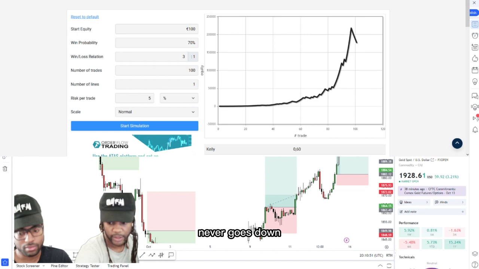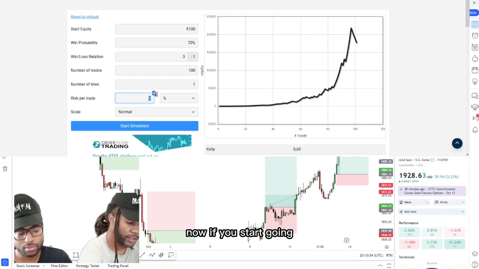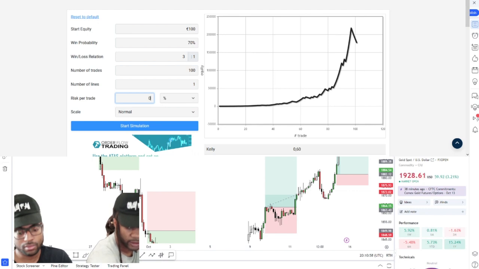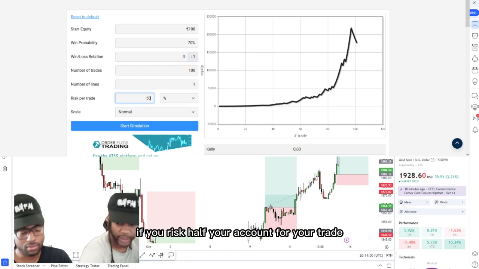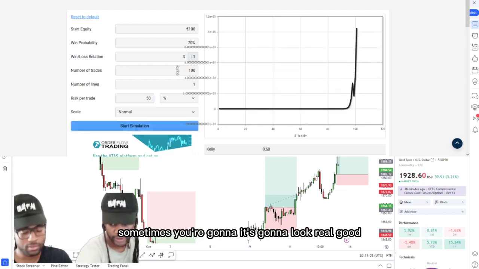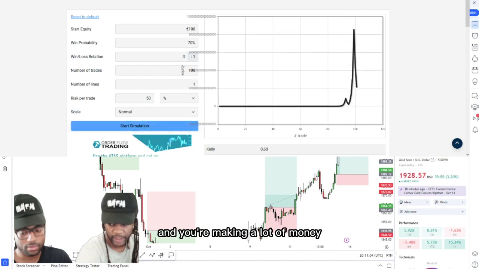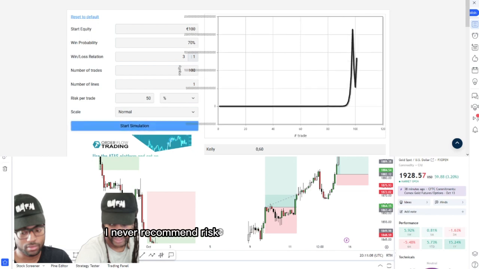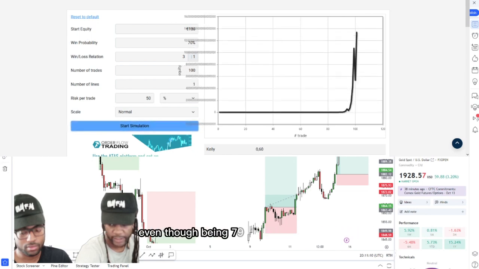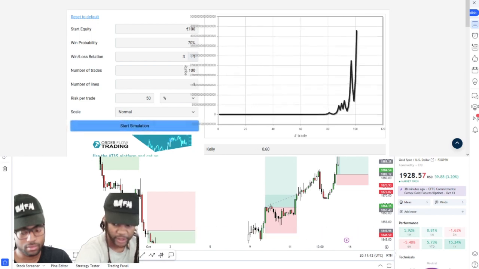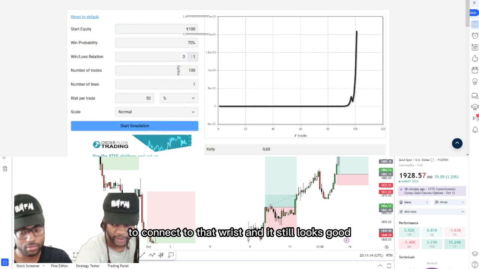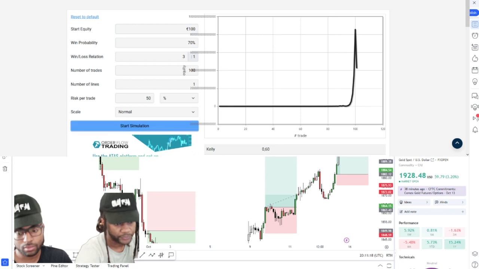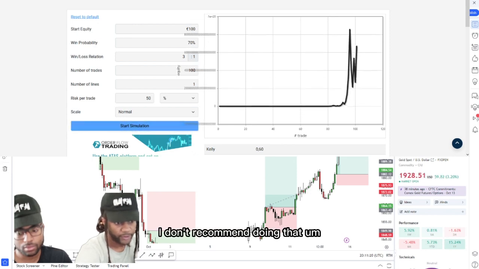Never goes down. Now, if you start risking like 50% of your account, if you risk half your account per trade, sometimes it's gonna look real good, like you're making a lot of money, but you're gonna come up and go back down ultimately. I never recommend risking more than half your account, even though being 70% accurate, you can take that risk and it still looks good. There's always gonna be that one scenario where you do come up and go down, so I don't recommend doing that.